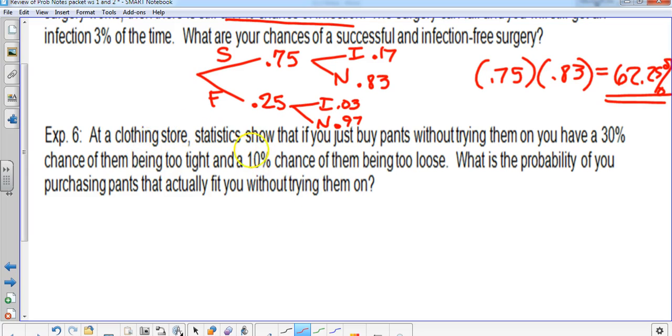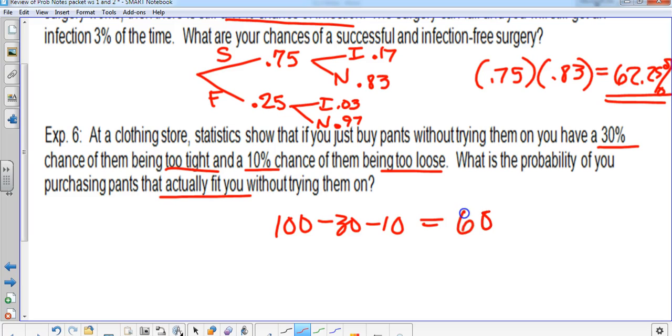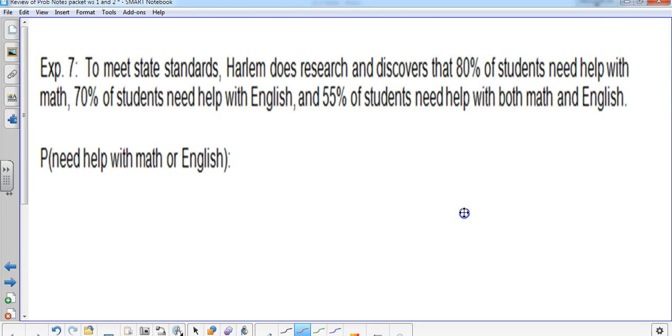At a clothing store, statistics show that you can buy pants without trying them on. You have a 30% chance of being too tight and a 10% chance of being too loose. What's the probability they fit? Yep. Now, they're going with the assumption that those are your only three choices: too tight, too loose, or they fit. Could be too short, too long, lots of other things in my opinion.